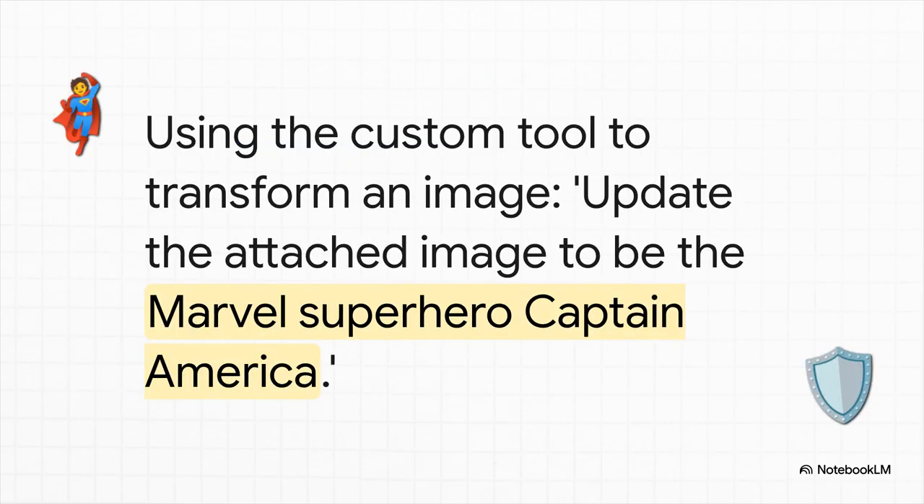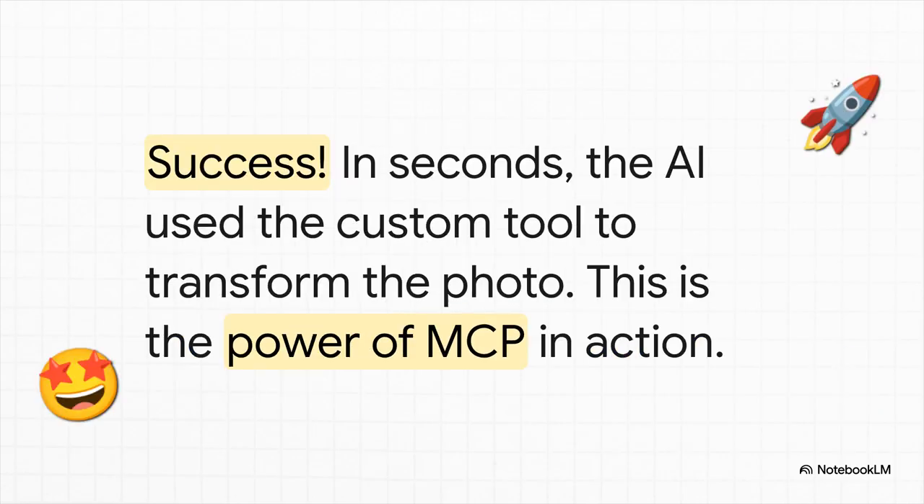So, back in the AI assistant, the developer gives it their photo and a prompt, asking this custom MCP tool to turn them into Captain America. The assistant sees the tool, it understands what it does, and it's all ready to go. And there it is. Wow! In just a few seconds, it took the photo, sent it over to the custom server, and got back this incredible transformation. It's totally seamless. The AI didn't need to be retrained or anything. It just used the tool it was given. This is the power of MCP in action.